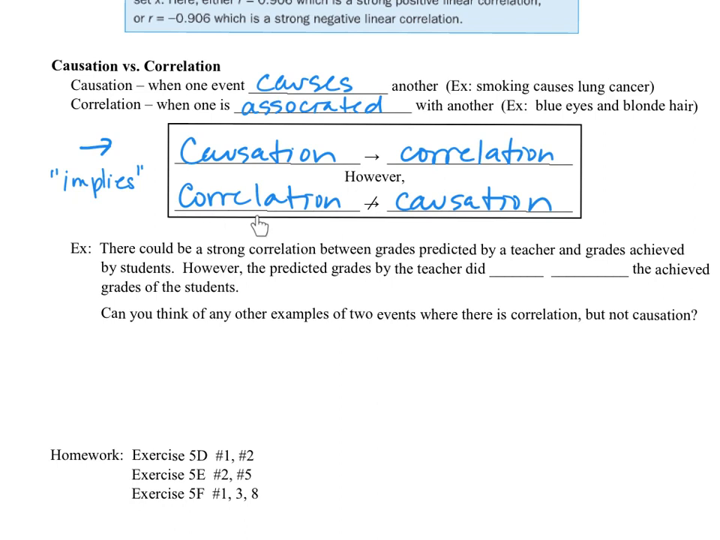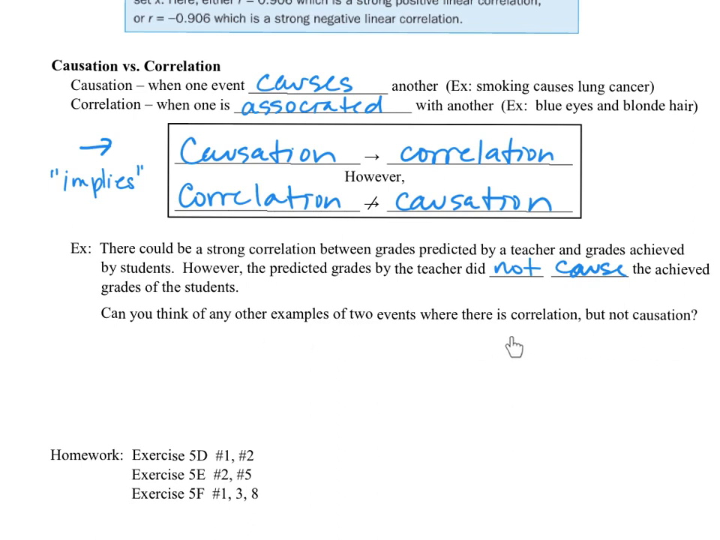However, that is a correlation. It's not a causation. The predicted grades by the teacher did not cause the achieved grades of the students. Just because I predict a grade, that's not going to cause you to get that grade. I want you to think about some other examples where there are two events where there is a correlation but not causation.